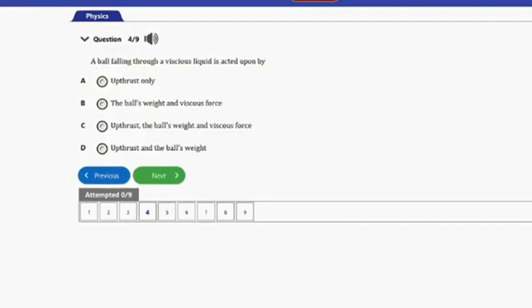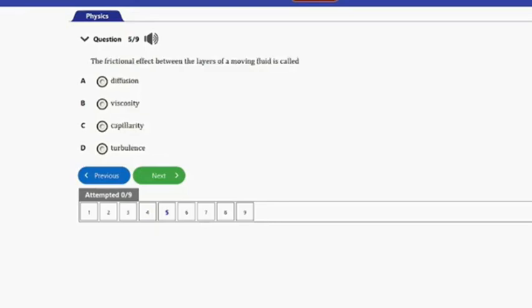That's question number 4. It says, a ball falling through a viscous liquid is acted upon by A. Upthrust only, B. The ball's weight and viscous force, C. Upthrust, the ball's weight and viscous force, D. Upthrust and the ball's weight. So the answer to this question is option C, upthrust, the ball's weight and viscous force. That's it for this question. Let's consider the next question.